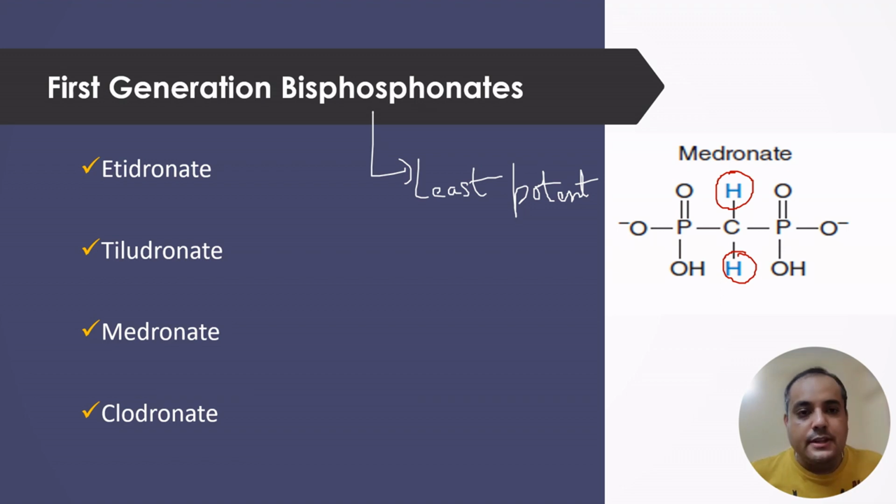We also know that the suffix to the drug is dronate. See, dronate. So what are the first generation bisphosphonates? You have got etidronate, tiludronate, clodronate and so on.